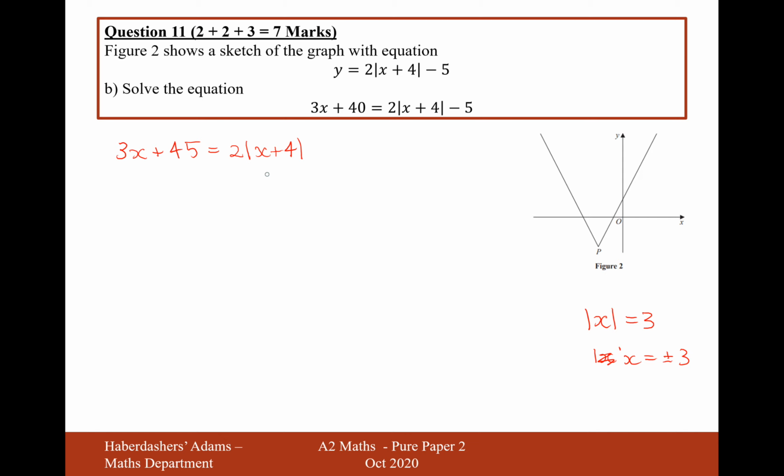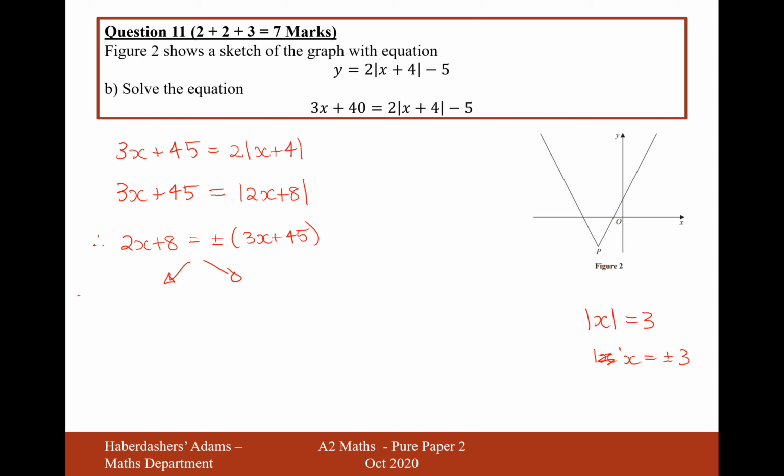Now how could I move the 2? I could move the 2 in two different ways. I could divide it onto the left hand side, or I could also incorporate it into the modulus. I think I'll do that because then that stops the fractions. So it's going to be the modulus of 2x plus 8. So therefore, 2x plus 8 is equal to plus or minus 3x plus 45. So let's solve both of these equations then.